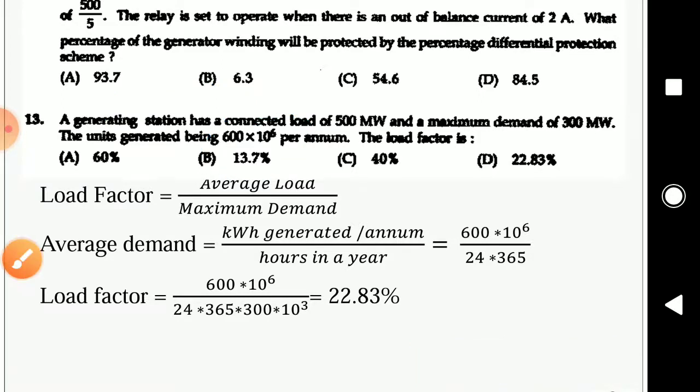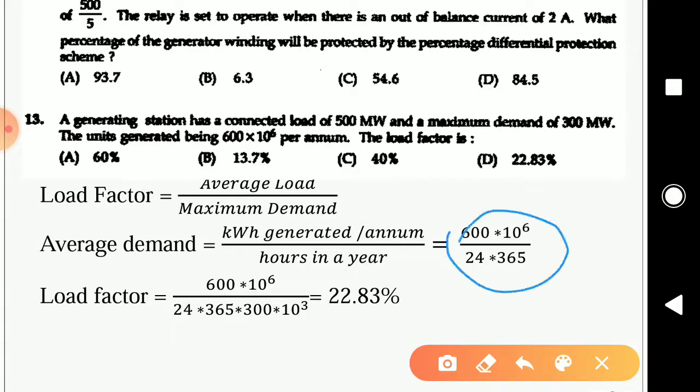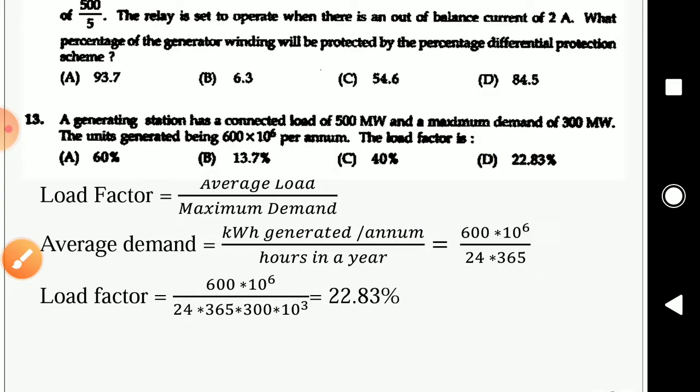And you can just substitute these values, that is the average demand and the maximum demand has already been given. You can substitute in this equation and you will get the answer. While substituting, you need to note one point, that the maximum demand is given in megawatt and our average demand is in kWh or in kW. So you need to do certain conversions. I have converted megawatt to kilowatt. That is why I have multiplied 10 raised to 3 with 300. And you will be getting option D as the correct answer, that is 22.83%.